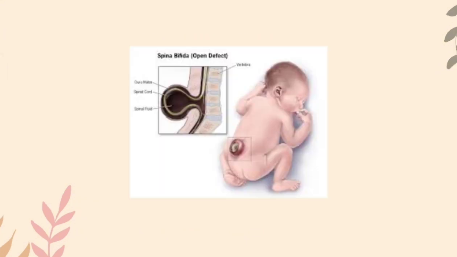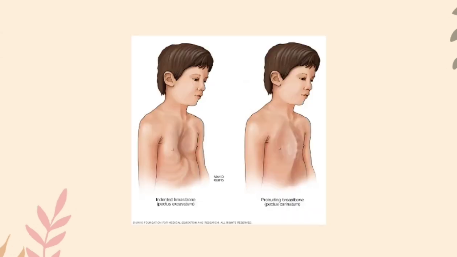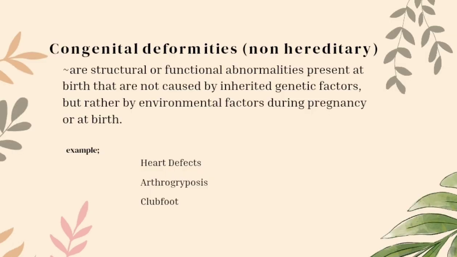Spina bifida, a birth defect in which the spinal cord doesn't close completely. Marfan syndrome, a genetic disorder that affects the connective tissue, potentially causing problems with the heart, blood vessels, eyes, and skeletal system. Congenital deformities are structural or functional abnormalities present at birth that are not caused by inherited genetic factors, but rather by environmental factors during pregnancy or at birth.